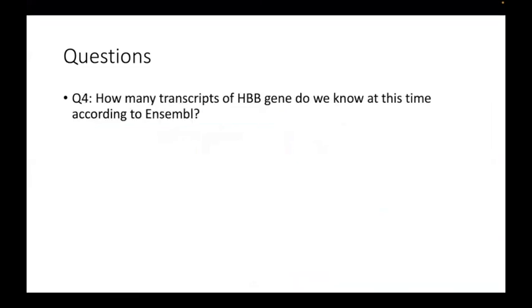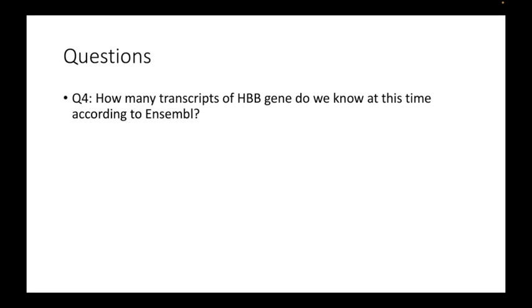Now, the gene is the part of the DNA that codes for this protein. And the DNA is transcribed into RNA. Now we are talking about the human, right? How many kinds of mRNA transcript do we know at this time for the HBB gene? Five mRNA. Six ones we can.